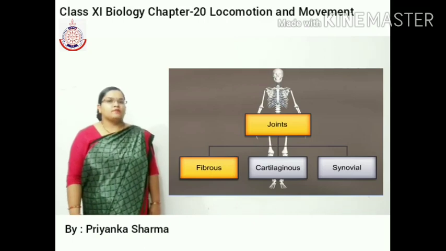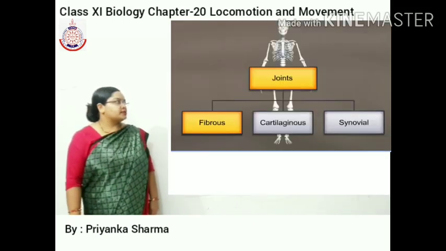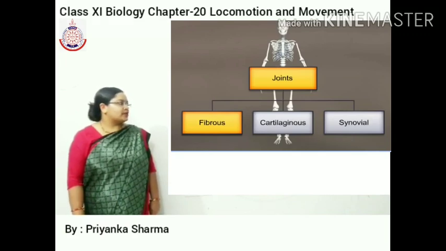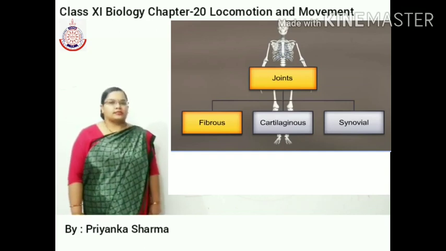There are three major types of joints. These are fibrous joint, cartilaginous joint and synovial joint. Fibrous joints are known as immovable joints. Cartilaginous joints are known as slightly movable joints and synovial joints are known as freely movable joints.